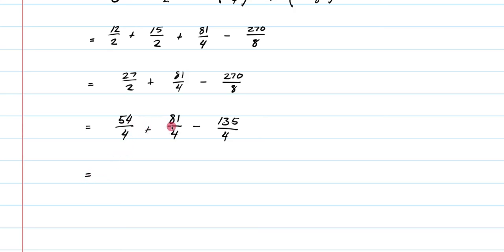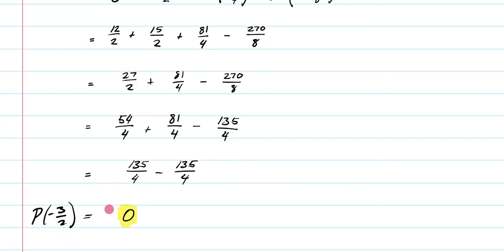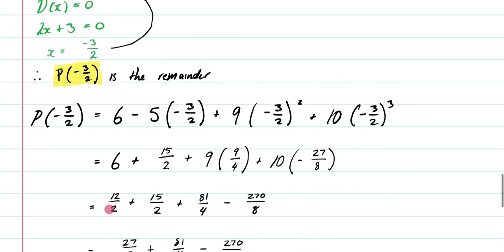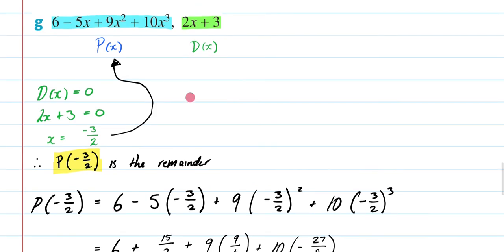54 plus 81 is going to be, oh, you're joking, it's 135 over 4 minus 135 over 4, which means it's going to be 0. You've got to be joking. So that is 0, meaning p of negative 3 on 2 is 0. Your remainder is 0, which means that if we go all the way back here, 2x plus 3 went perfectly into my polynomial.